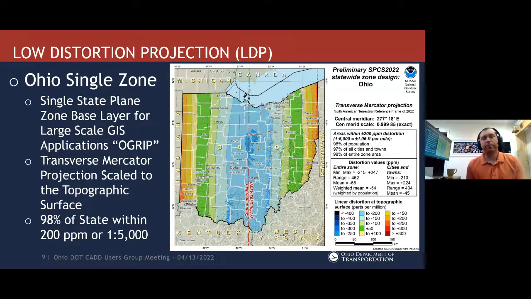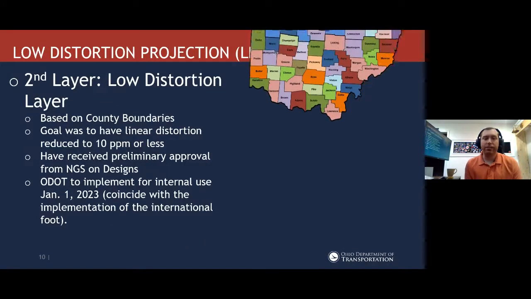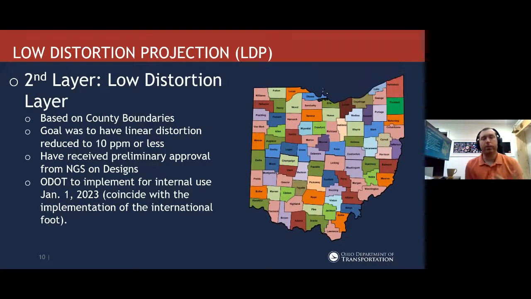And basically 98% of the state is going to fall within that 200 parts per million definition, or a 1 in 5,000 error tolerance. So for the surveyors that are watching, 1 in 5,000 does not meet our conveyance standards for accurate measurements. So we need to do something on top of that in order to meet those conveyance standards. And how we're going to utilize that within ODOT is we're going to use low distortion projections.